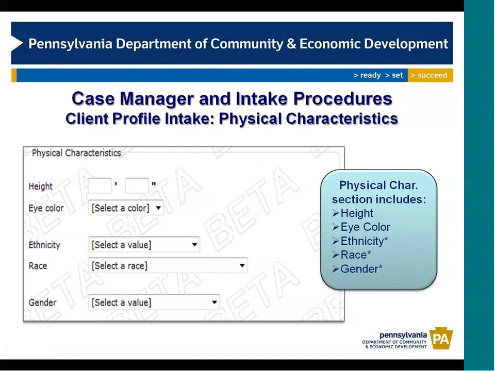Physical characteristics, pretty straightforward: hair, height, eye color, and then ethnicity, race, and gender. Pretty much you just select them from the HUD-defined, predefined list on the screen.